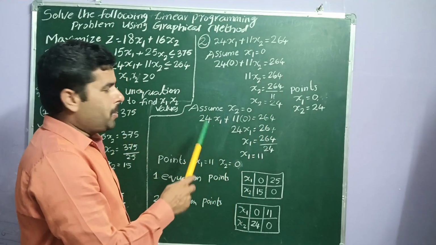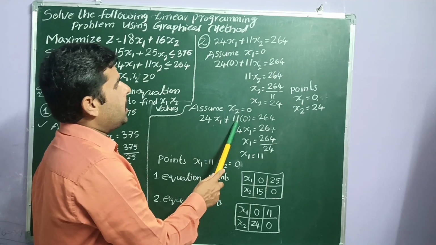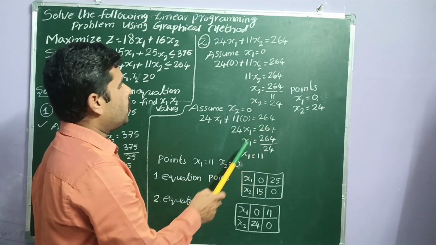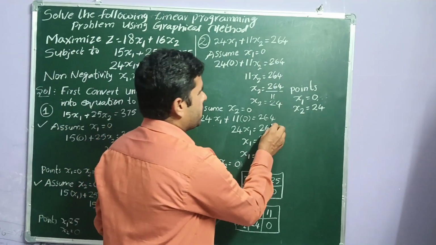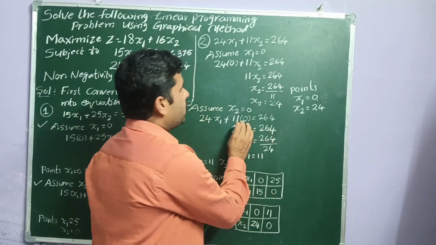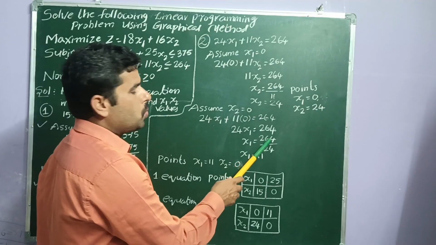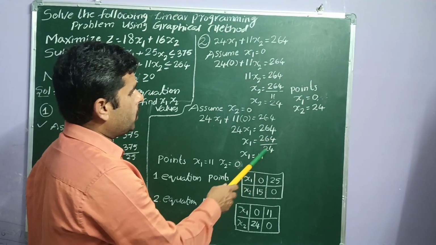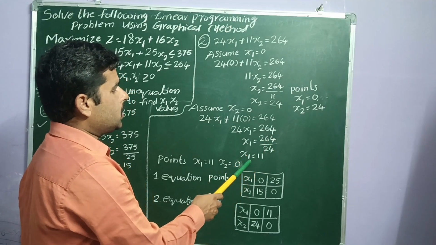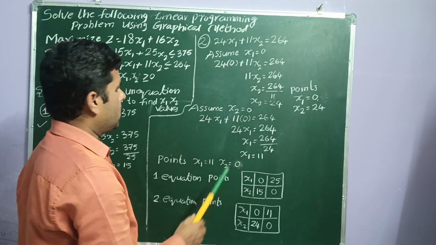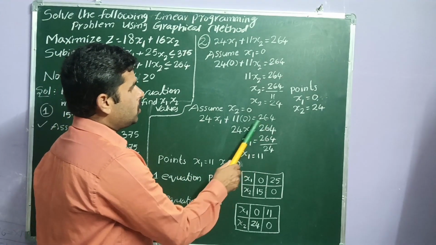Coming to the second one, assume x2 equals 0. 24 into x1 plus 11 into 0 equals 264. Then 24 into x1 equals 264. Here we simply ignore 11 into 0. Then x1 equals 264 divided by 24. 24 elevens are 264, so x1 equals 11. So the point is x1 equals 11 and x2 equals 0.